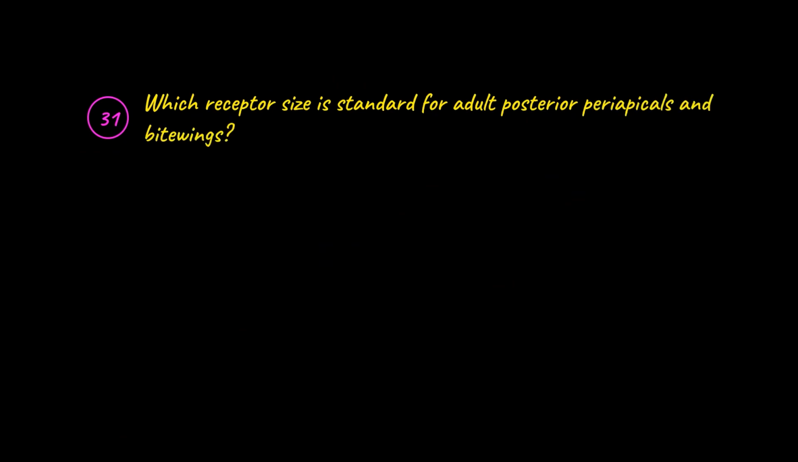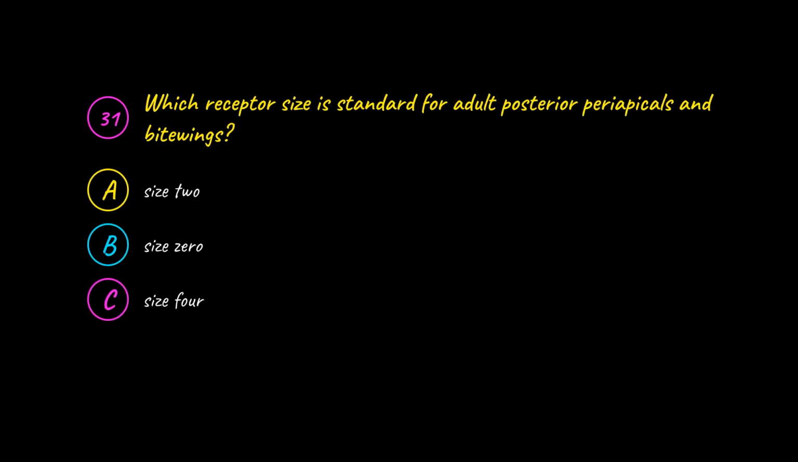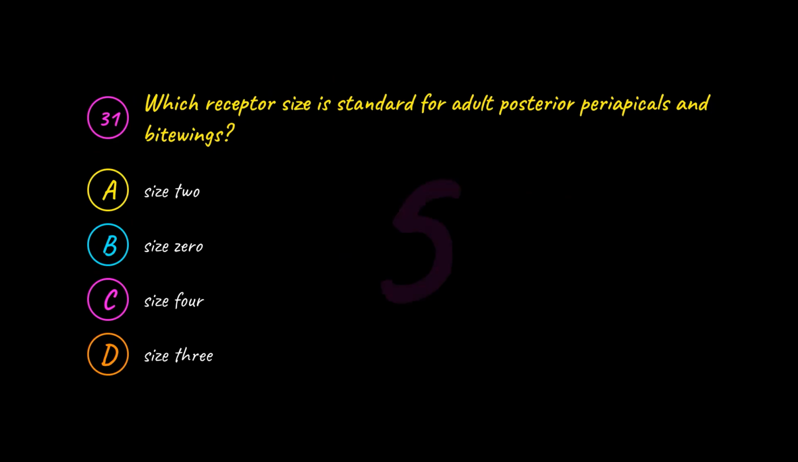Question 31. Which receptor size is standard for adult posterior periapicals and bite wings? Your options are A size 2, B size 0, C size 4, D size 3. Don't overthink it. Which one feels right?